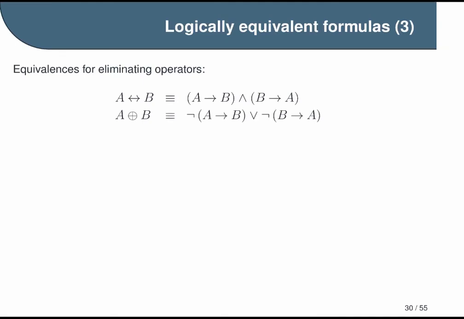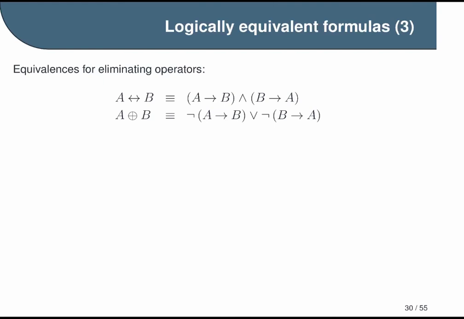A closely related statement is XOR. This is just the negation of the bijection. If the bijection is true, it means that A and B are always true or always false at the same time. If XOR is true, on the other hand, it means that A and B are never both true or both false at the same time.